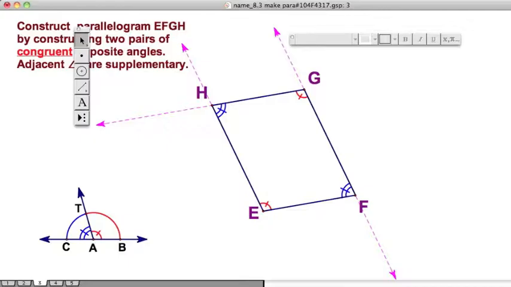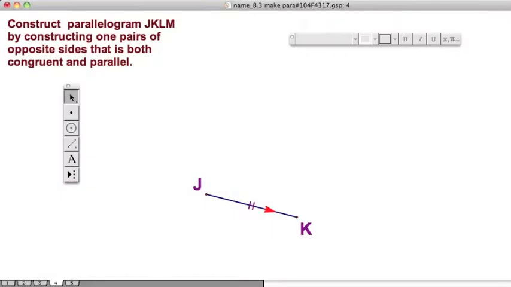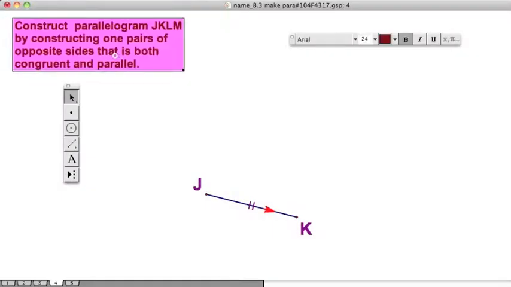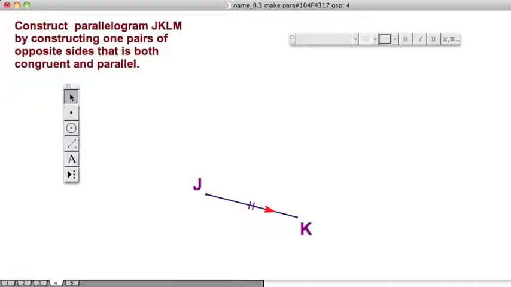Well, now we're going to make a parallelogram by constructing one pair of opposite sides that's both congruent and parallel. See, I already got the tick marks on it. We could do this one really easy, but let's have a little bit of fun. Watch this. I'm going to take a segment from J. I'm just going to draw a random segment out, about like that. That looks good. Now I could just use that segment, but I want to build some animation.